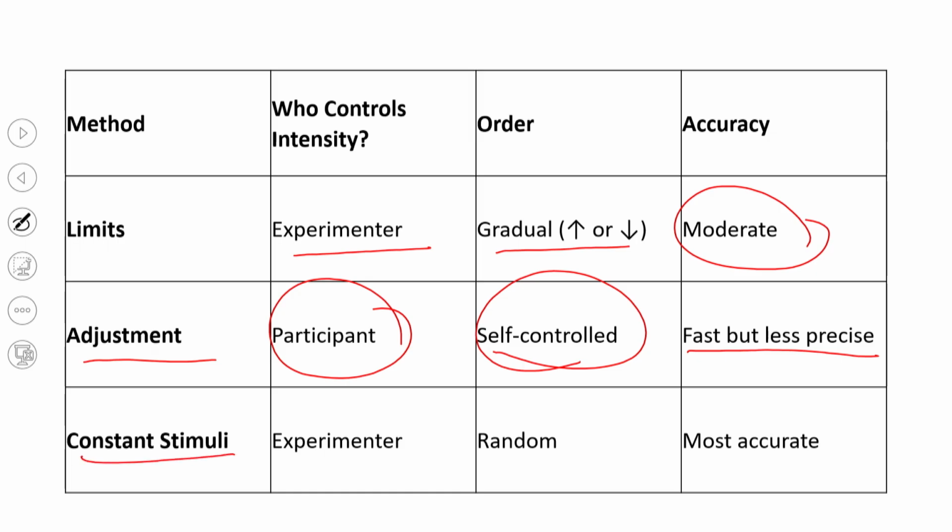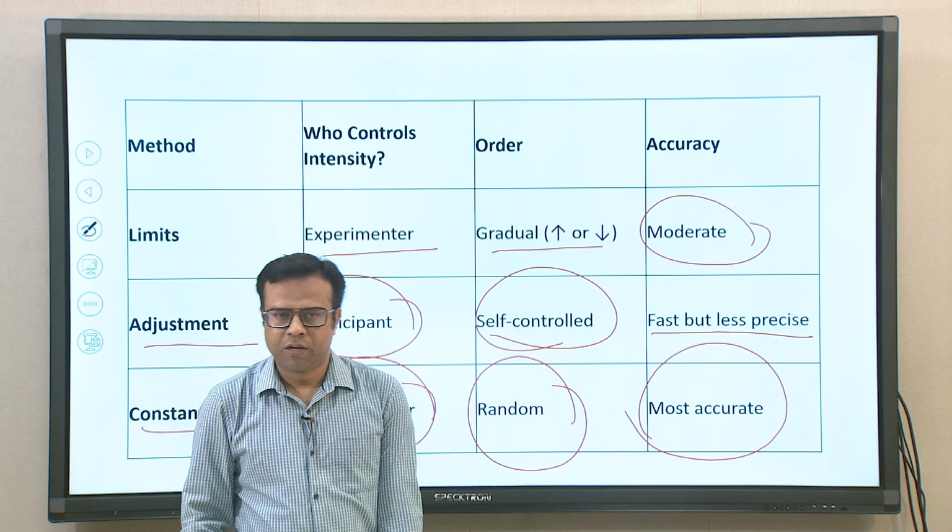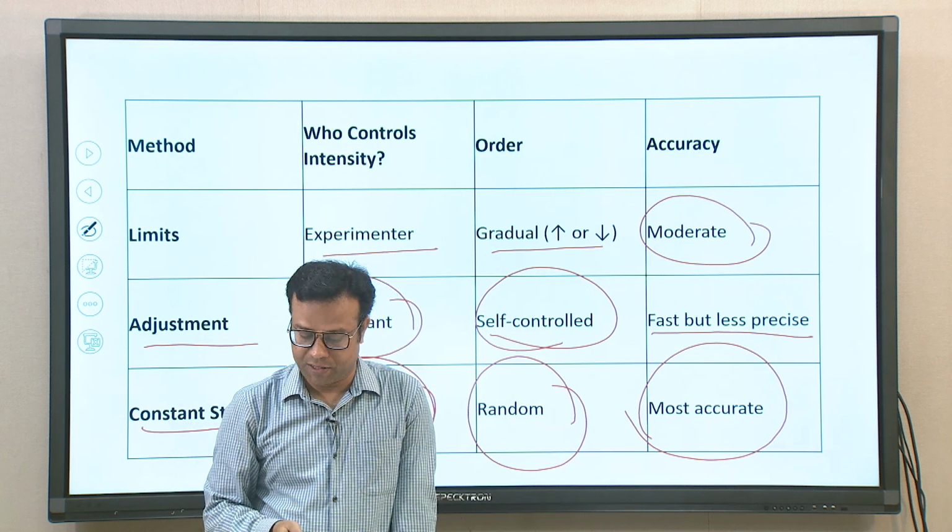The last one is constant stimuli. Here the control is in the experimenter's hands in terms of giving what intensity of stimuli. The order is very random and it is most accurate, but it can be most time consuming also. So, this is just a summary of these three methods.